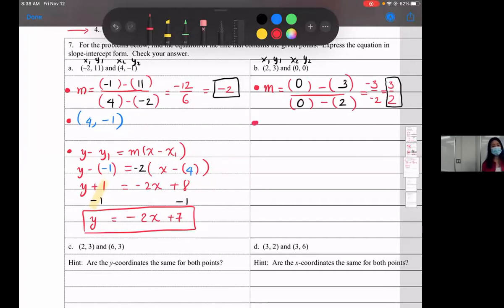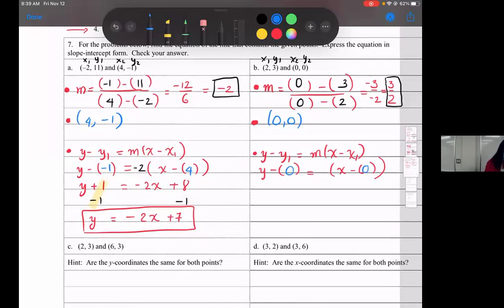Most of you pick 3, 2. I'm gonna pick 0, 0 to see. Gabe, maybe you have some typo in your work. y minus y1 equals m times x minus x1. y minus parenthesis equals parenthesis x minus parenthesis. So I'm picking 0, 0 here, and the slope is 3/2.